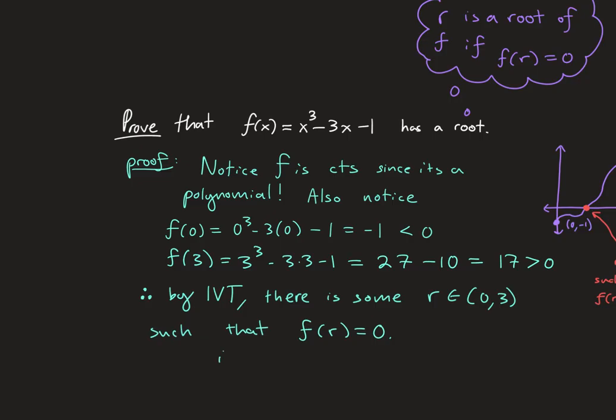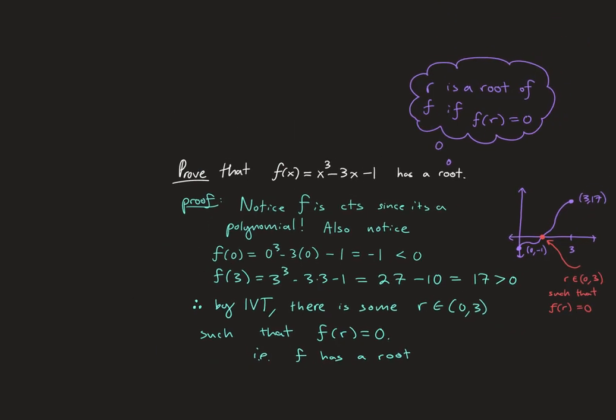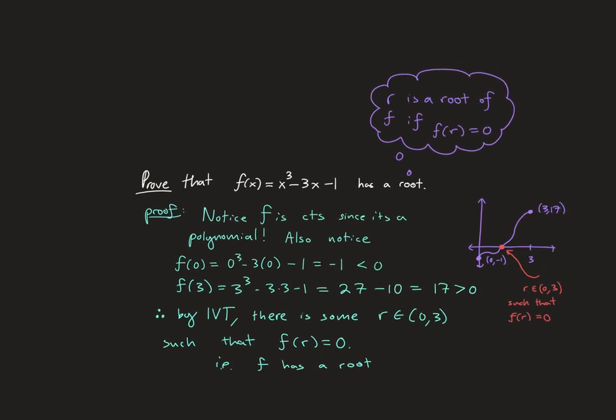So, I could say this. In other words, f has a root, right? Because that's what this means. If f is equal to 0 at some point, in particular r, then f has a root by definition. Notice that this intermediate value theorem doesn't tell you what that root is. It is simply, there is some. It's called an existence theorem. There must exist a root.